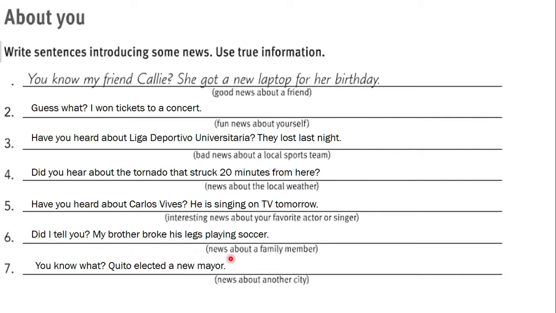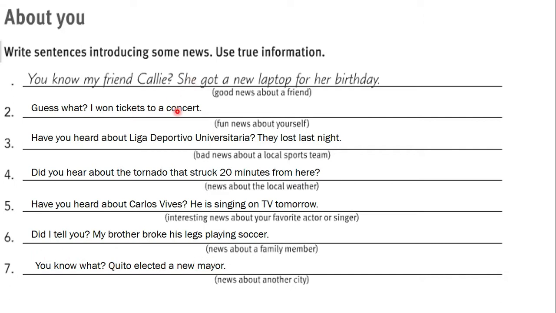Number 6. News about a family member. O sea, dar noticias acerca de algún miembro de la familia. Did I tell you? Sí te conté. My brother broke his legs playing soccer. Mi hermano se rompió las piernas jugando fútbol. Okay, so we are using did I tell you. And the last one, news about another city. Dar noticias acerca de una ciudad. You know what? Quito elected a new mayor. Quito eligió a su nuevo alcalde. Okay, ¿tú sabías que Quito eligió a su alcalde, un nuevo alcalde?